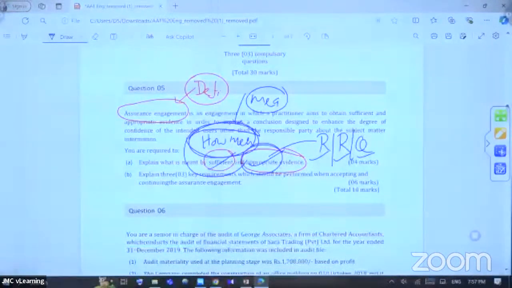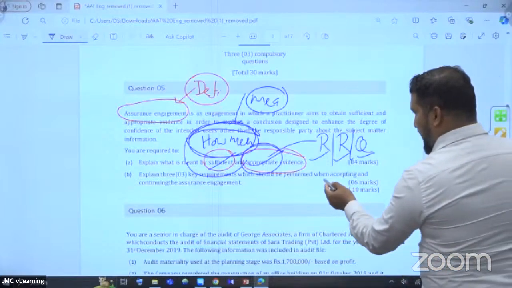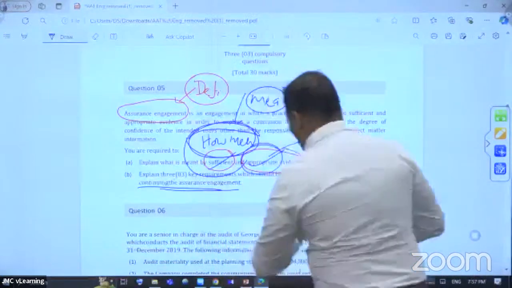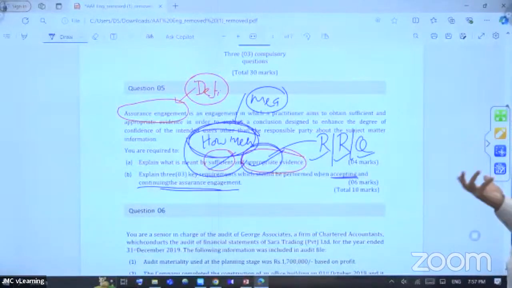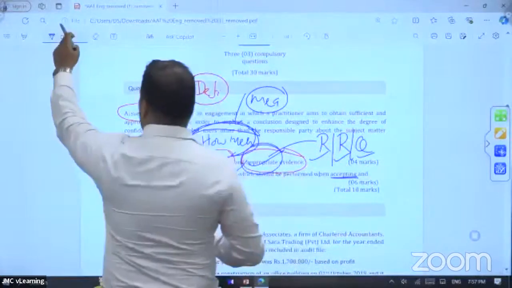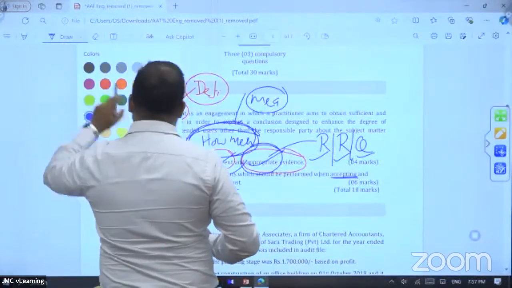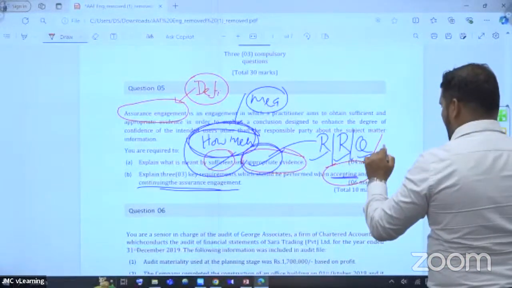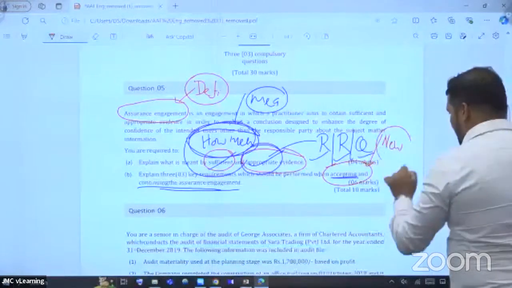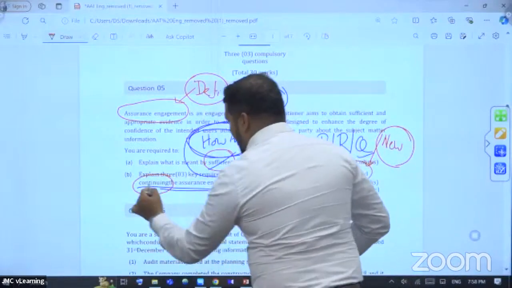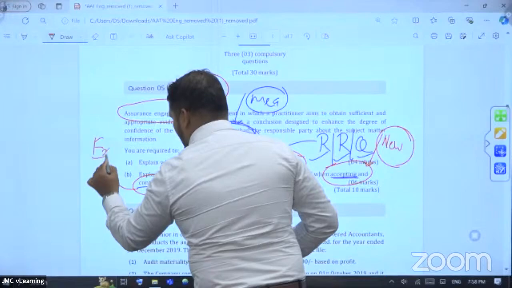Then explain 3 key requirements which should be performed when accepting and continuing the assurance engagement. What are the key requirements to be fulfilled when you're accepting and continuing an assurance engagement? When considering acceptance, you're accepting basically new clients. We discussed this when we were discussing quality control. So you are accepting the assurance engagement of a new client, then you will be continuing the assurance engagement of an existing client.